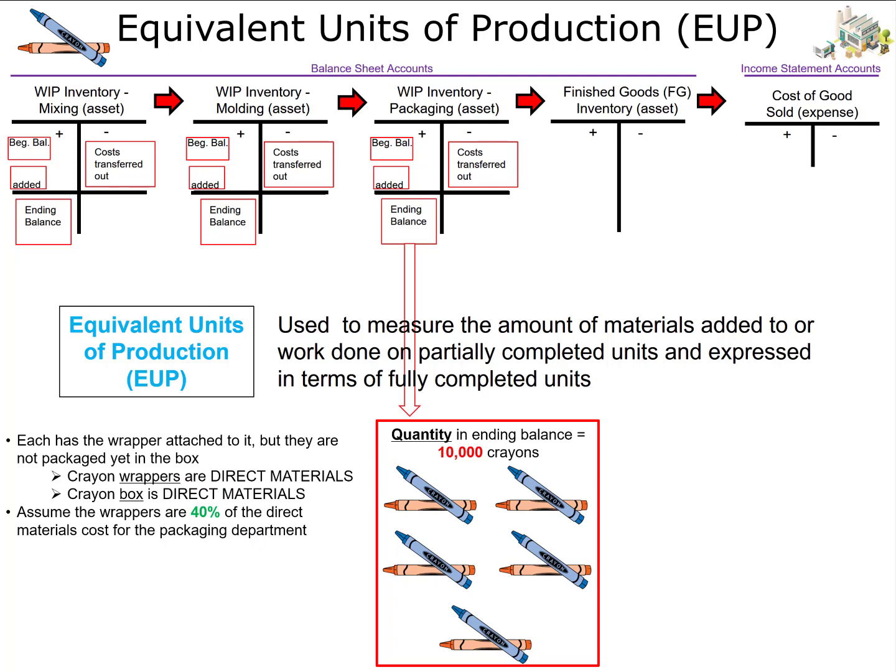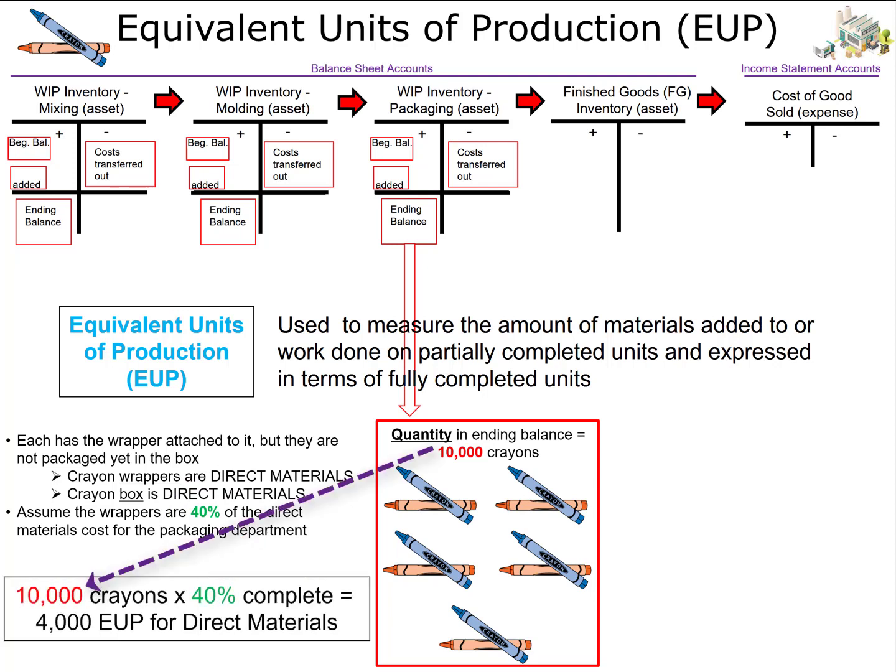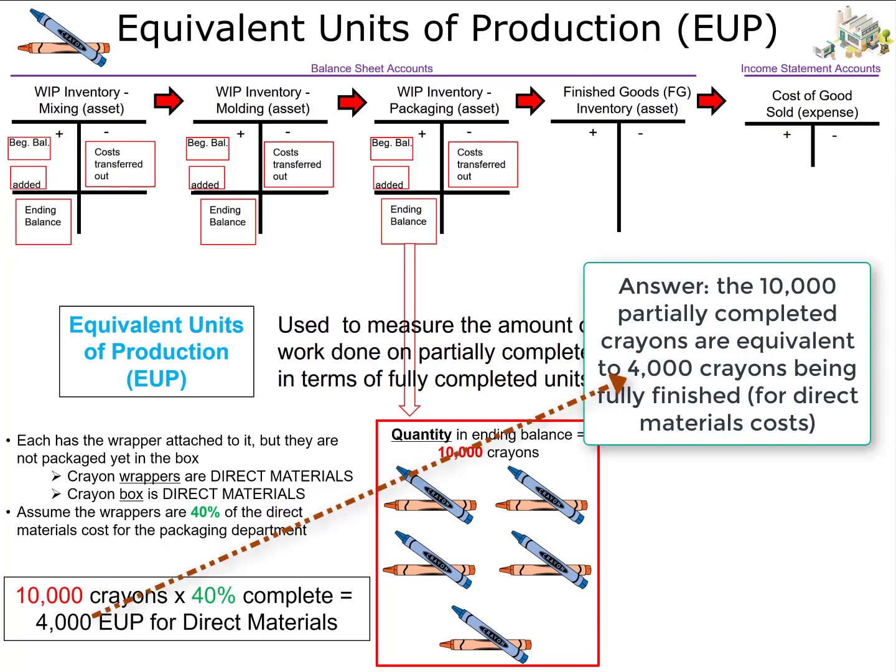So if we take those 10,000 partially completed crayons that have the wrapper attached to them but not the box, we multiply it by the 40% cost of those wrappers in the packaging department, we can say that this is 4,000 equivalent units of production, EUP, for direct materials for the packaging department. These 10,000 crayons, partially completed, is the equivalent of 4,000 fully completed in terms of direct materials. But those equivalent units only apply to the direct materials cost. There are also direct labor and manufacturing overhead costs we have to consider. That's our next topic.